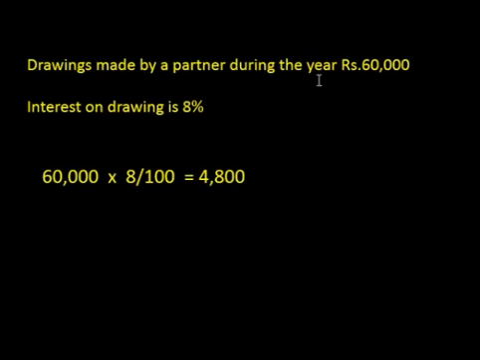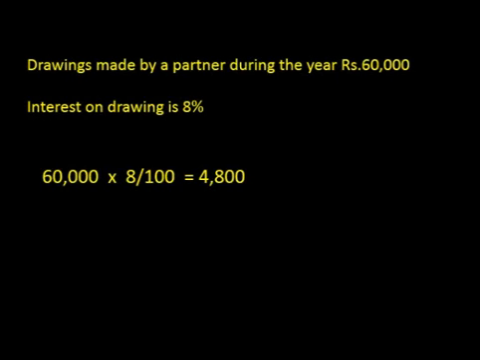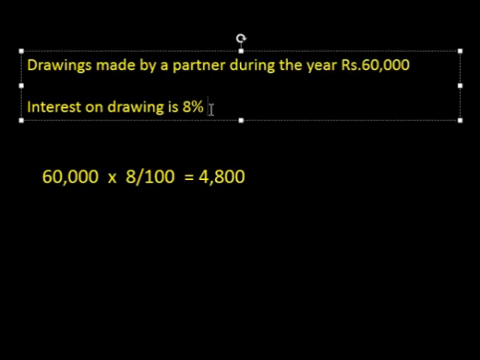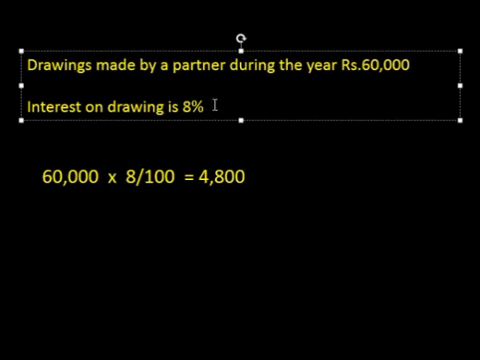Drawings made by a partner during the year, rupees 60,000. So total drawing of a partner is given as 60,000 during the year, and interest on drawing is given as 8%. Now you can see that the per annum word is not given. It means the rate of interest is fixed, or it will be charged irrespective of time period. So in such a case, there is no need to see the months or time factor. I am calculating directly on 60,000 into 8 by 100, and my answer is coming 4,800. So no need to see the time factor, because the per annum word is not given with the rate of interest.